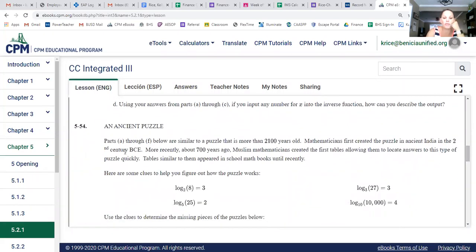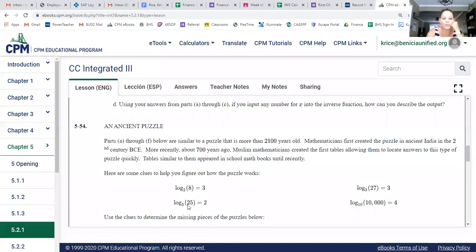So it says parts A through F are similar to a puzzle that is more than 2,100 years old. Mathematicians first created the puzzle in ancient India in the 2nd century BCE. More recently, about 700 years ago, Muslim mathematicians created the first tables, allowing them to locate answers to this type of puzzle quickly. Tables similar to them appeared in school math books until recently. Here are some clues to help you figure out how the puzzle works.